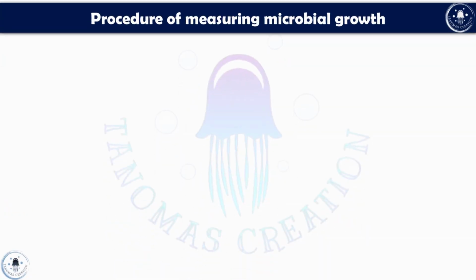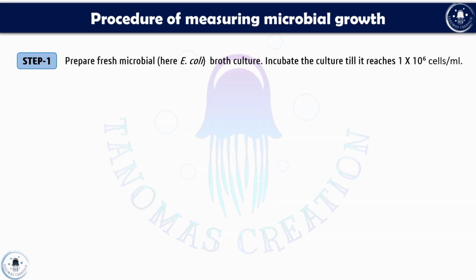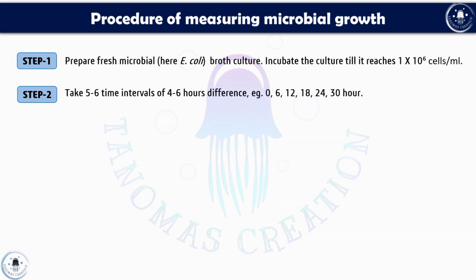Now, coming to the procedure of measuring microbial growth. In the first step, you prepare a fresh microbial broth culture. Here we have taken E. coli. You prepare the fresh broth culture and incubate it till it reaches 1 into 10 to the power 6 cells per ml. You need to have a minimum of 1 into 10 to the power 6 cells per ml. Now, in step 2, take 5 to 6 time intervals of 4 to 6 hour difference.